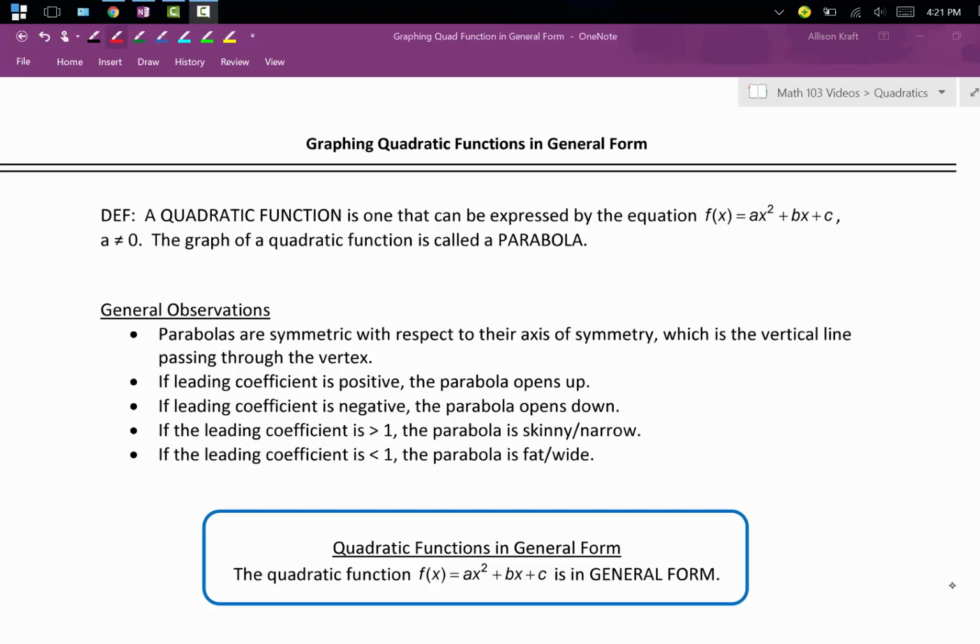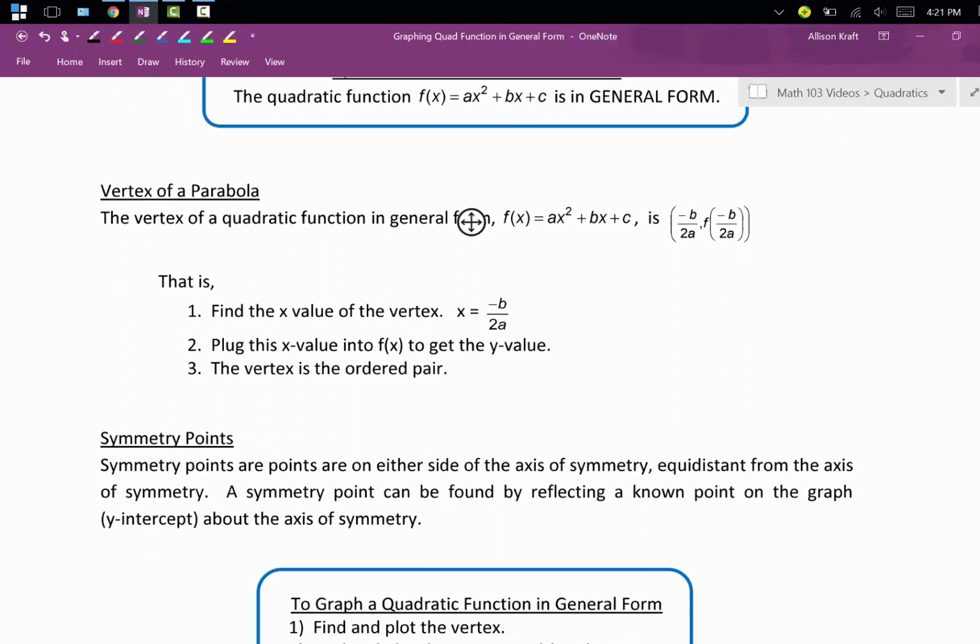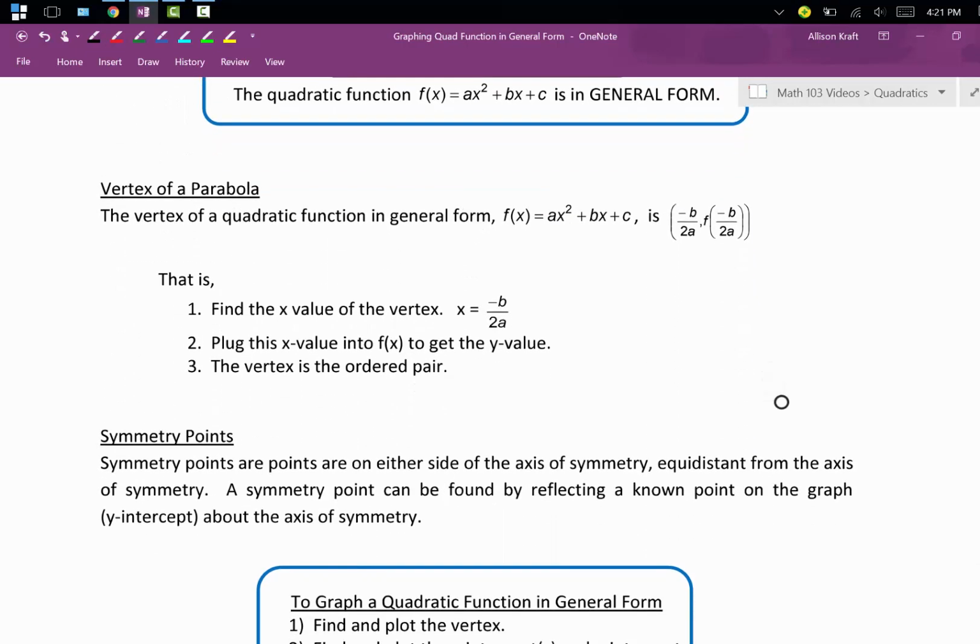The quadratic function f of x equals ax squared plus bx plus c is said to be in general form. To find the vertex of a quadratic function in general form, the vertex is negative b over 2a, comma f of negative b over 2a. So we start by finding the x value of the vertex using the formula x equals negative b over 2a. Once you have the x value, you plug that into the function to get the corresponding y value, and the vertex will be an ordered pair.